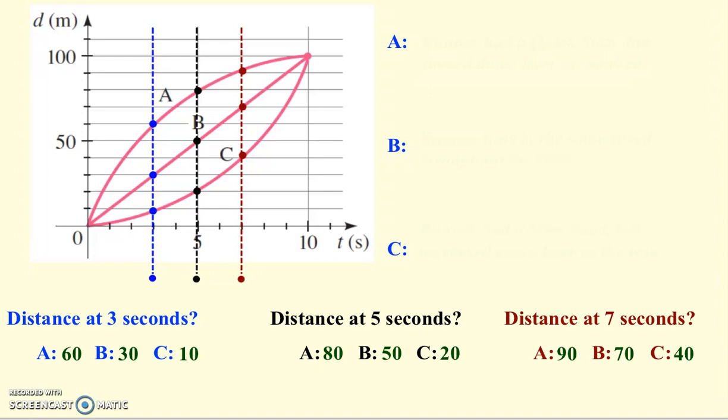Now, C has picked up the pace a little bit. In this case, in 2 more seconds, it has covered 40 meters. So it was 10 meters in the first 3 seconds, picked up another 10 in the next 2, now picked up 40. So C is starting to speed up and kick it in gear.